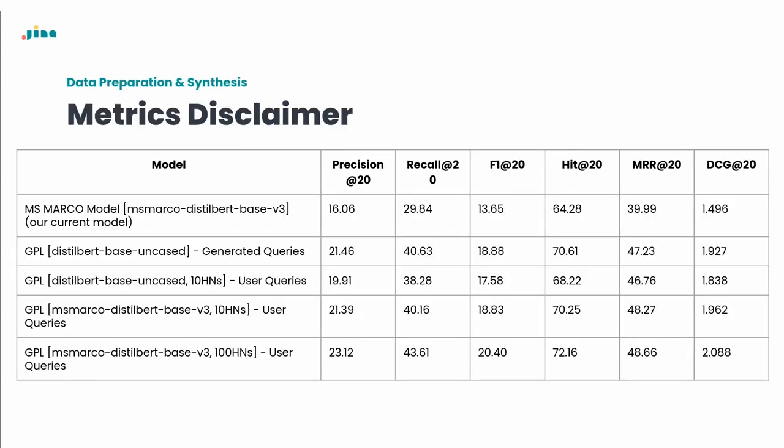A short disclaimer here: I will only show precision and recall later on. Don't look at the numbers, it's just for the metrics disclaimer. The reason is that all the metrics more or less behave the same in our experiments, so there's no reason for me to show more numbers and confuse you. That's why I will only show precision and recall. If you have another favorite metric, it will behave almost the same as precision and recall.